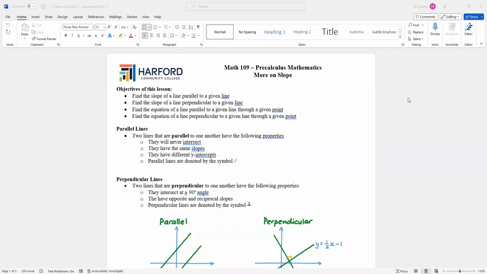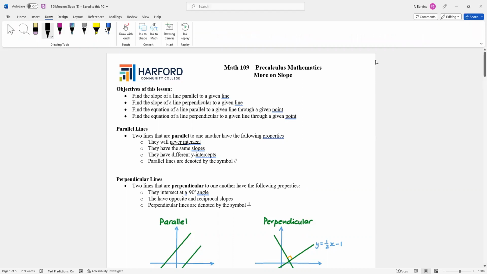All right, this is the last part of the first week of lessons, and we're going to do a little bit more of slope here. So what we would like to do is now talk about parallel and perpendicular lines. Okay, so for parallel lines, we are talking about two lines that will never intersect.